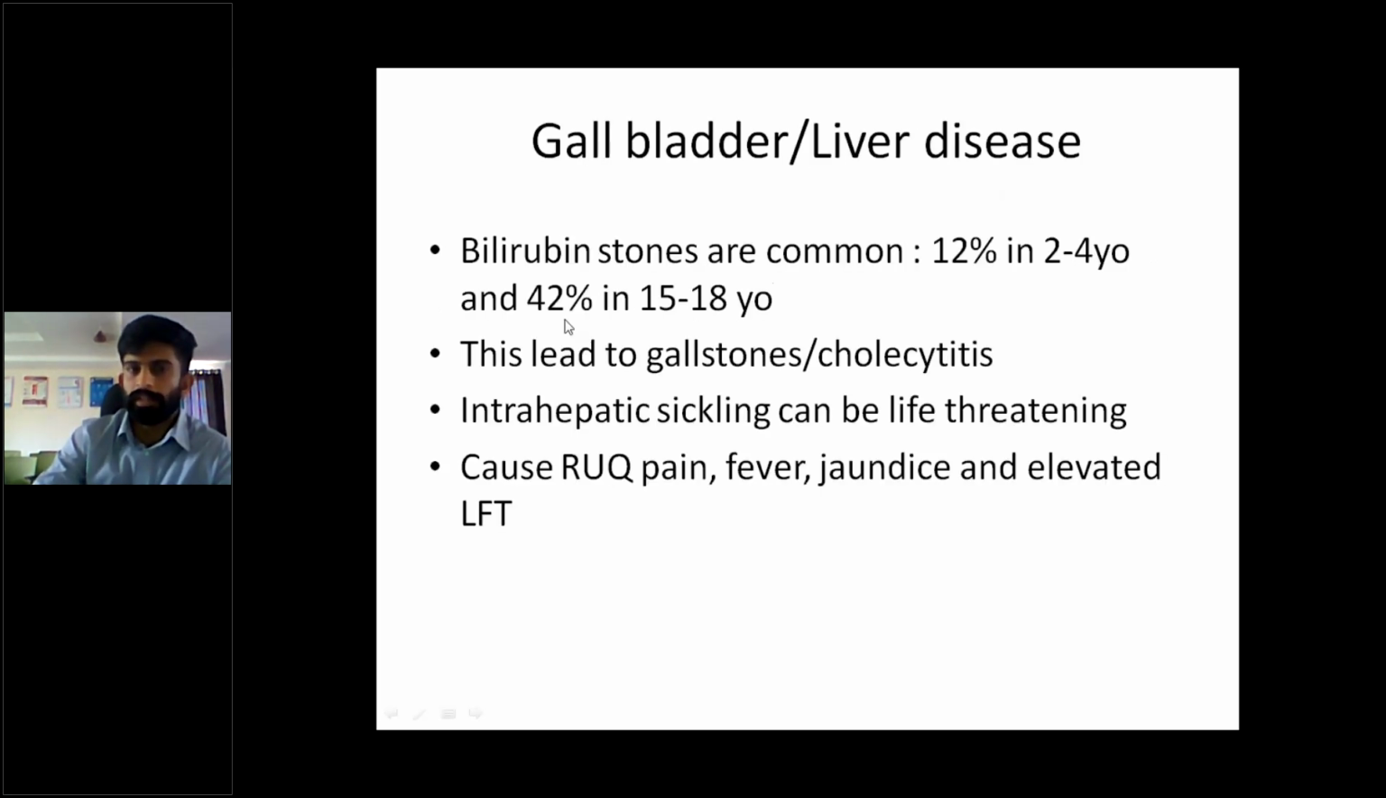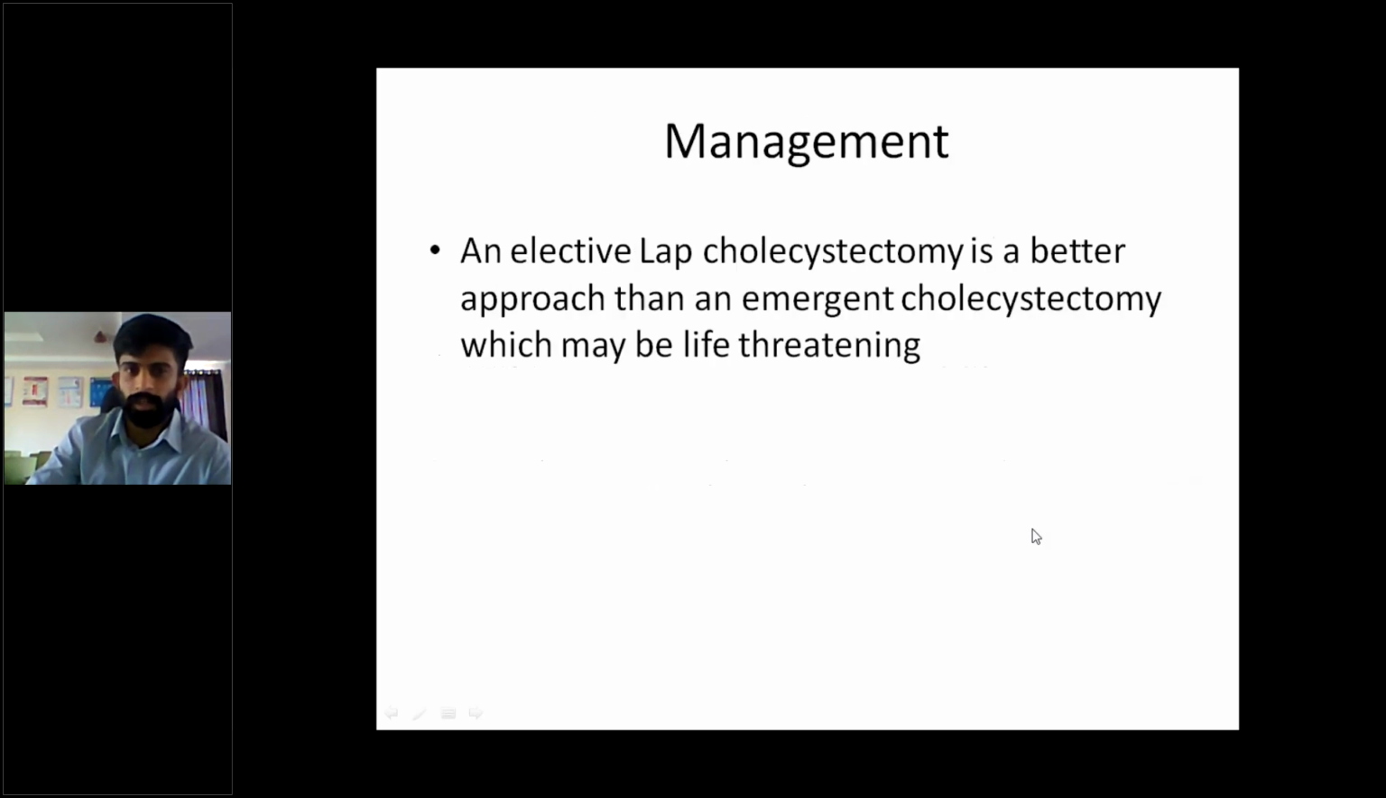In gallbladder or liver disease, bilirubin stones are common, 12% in 2 to 4 year olds and 42% in 15 to 80 year olds. So it increases as age progresses. This leads to gallstones or cholecystitis. Intrahepatic sickling can also be life-threatening. It causes right upper quadrant pain, fever, jaundice, and elevated LFTs. How do you treat this? By cholecystectomy. An elective laparoscopic cholecystectomy is a better approach than an emergent cholecystectomy, which may be life-threatening.